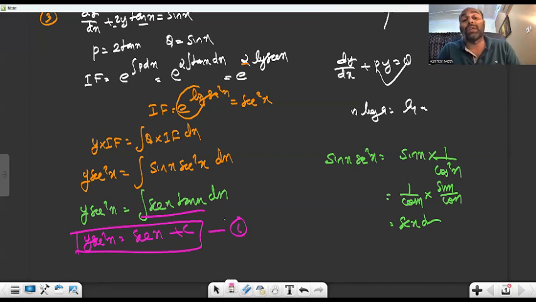But here they asked for the particular solution. How can we identify it? In this question they have given the y value and the x value: y equal to 0 where x equal to pi by 3.